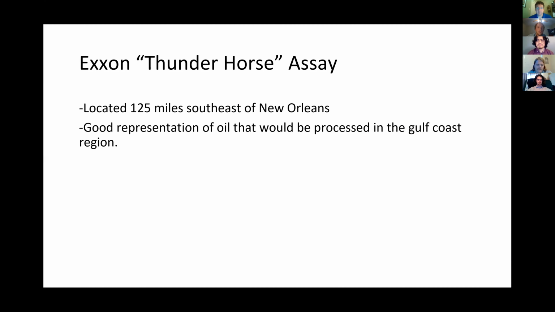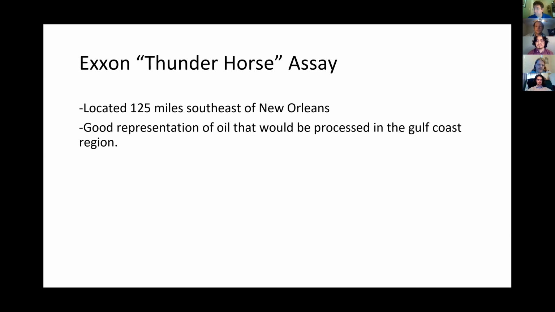So as you said, we referenced the Exxon Thunder Horse assay, and the reason we picked this one, Exxon actually makes multiple assays available. The reason we went with this one is because this rig was located 125 miles southeast of New Orleans, and so we felt like it was a good representation of what kind of crude we would be processing in our unit.